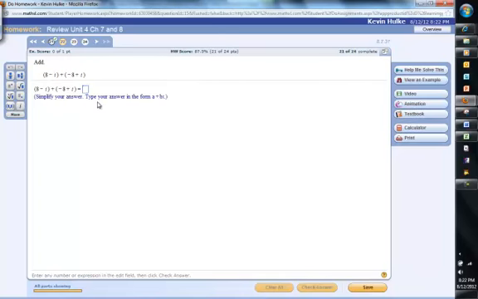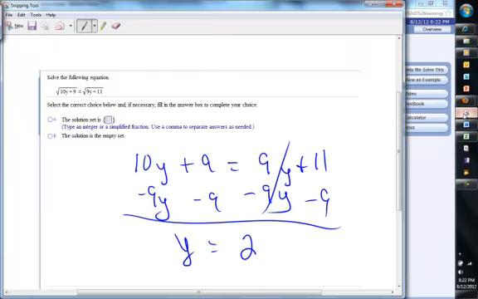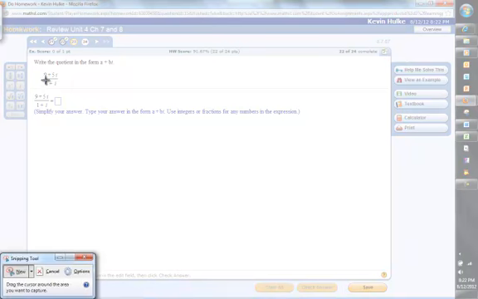Number 22, add those two. 8 and -8 is 0. Negative I and I is 0. So those two add up to 0. You have to simplify this.